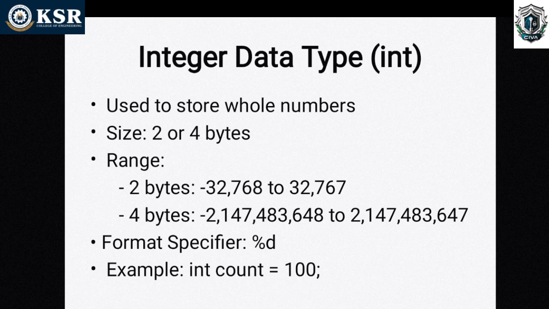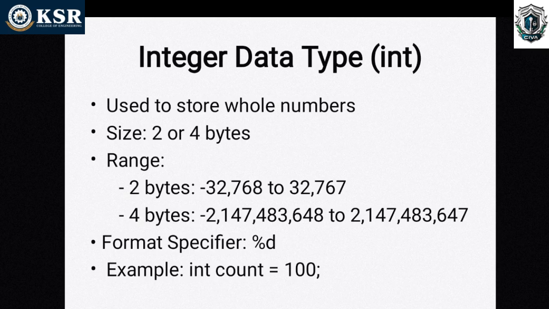Next, let's see the integer data type. We'll call it int. It is used to store whole numbers and its size is 2 or 4 bytes. Range for 2 bytes is -32,768 to 32,767.